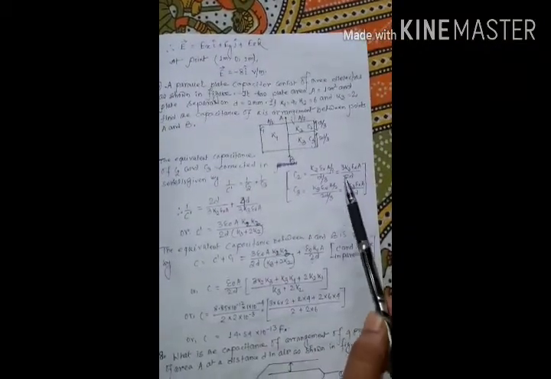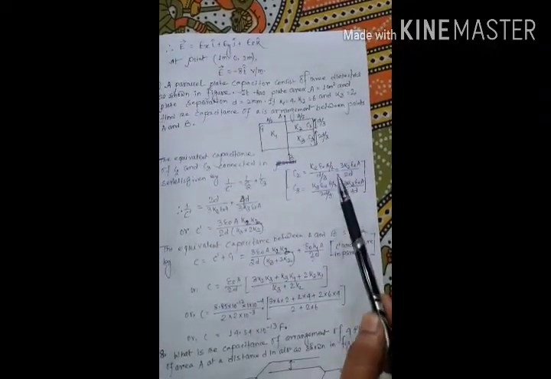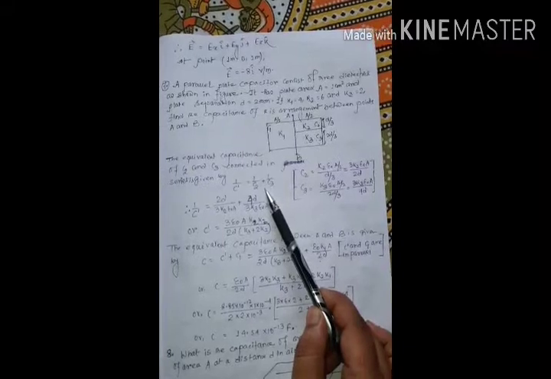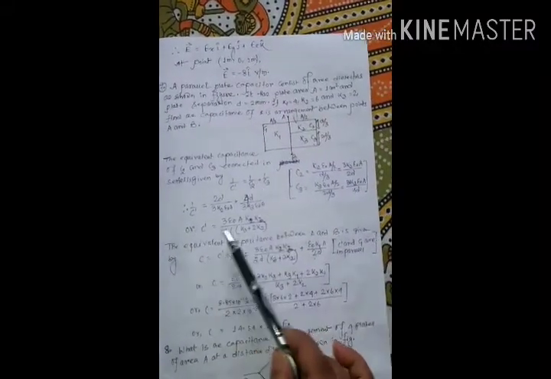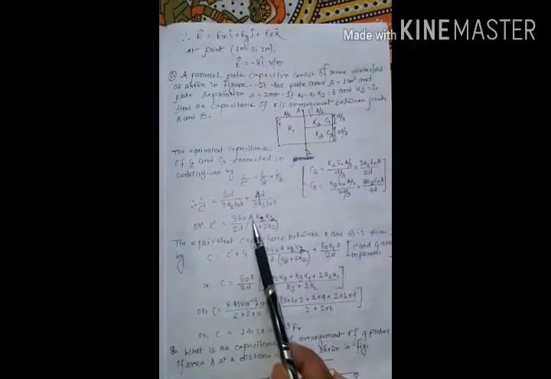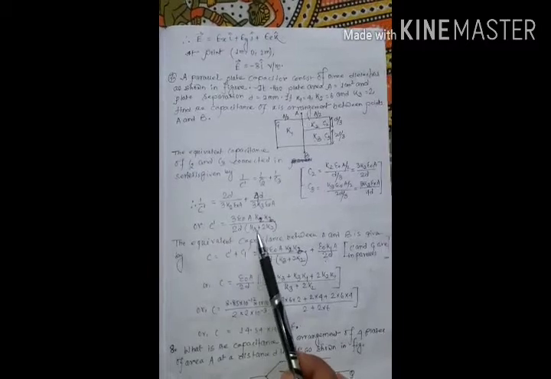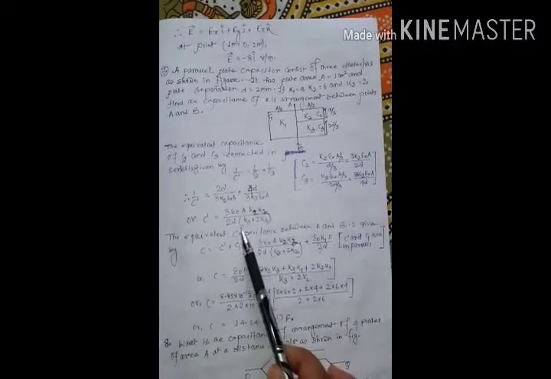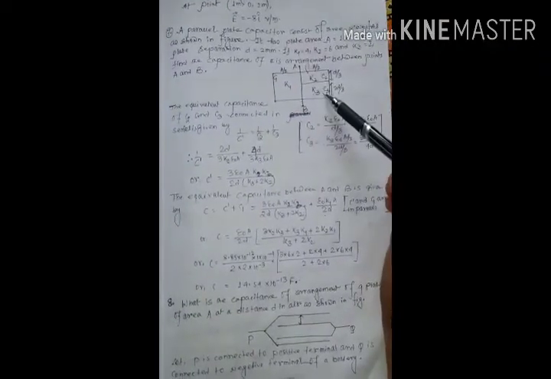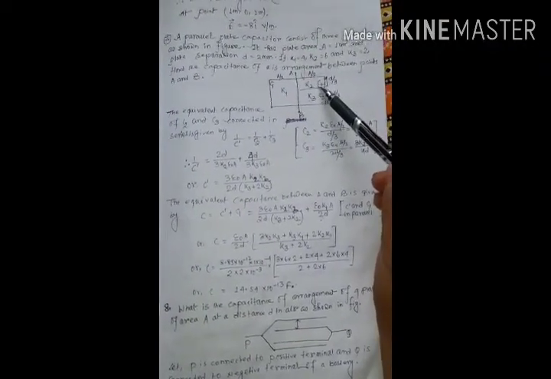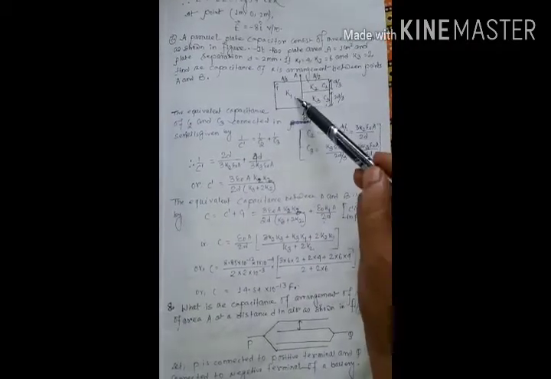Now by putting the values of C2 and C3 in this equation, we get the equivalent capacitance C dash as 3 epsilon naught A K2 K3 by 2d within bracket K3 plus 2K2. Now the series combination of C2 and C3 is connected in parallel with the capacitor C1.